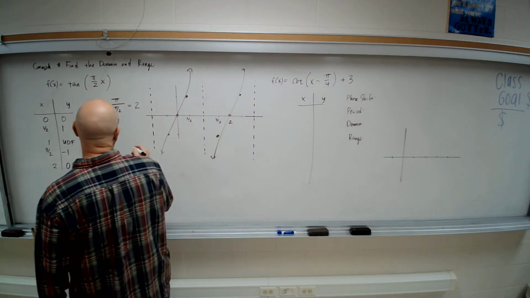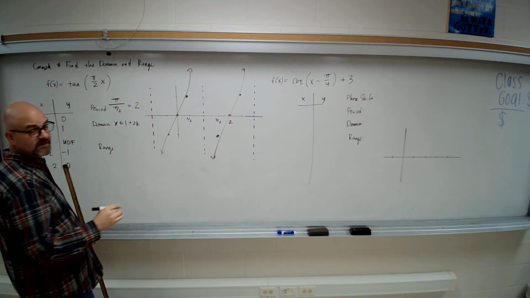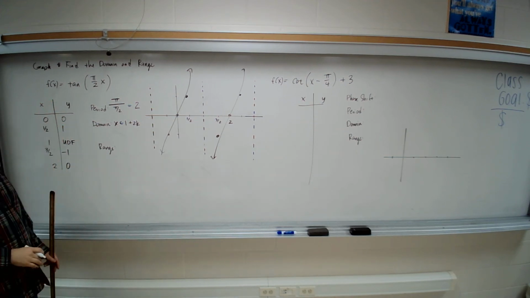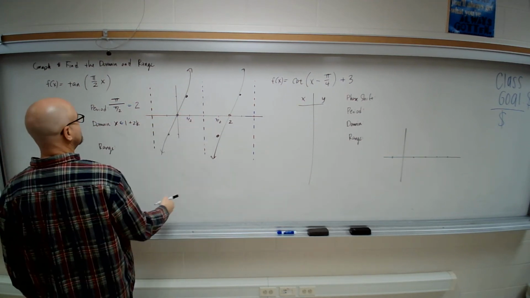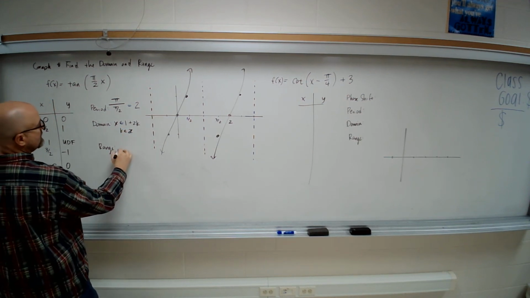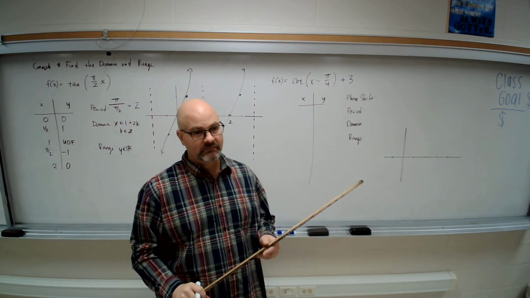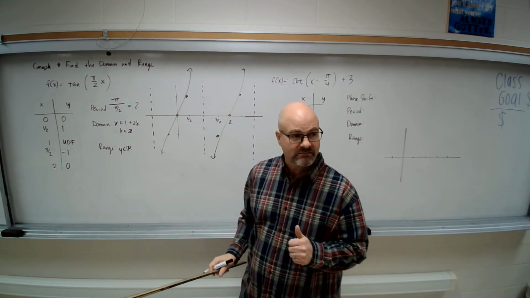So we could say the domain is x cannot equal 1 plus 2k would be fine, because we saw we had a vertical asymptote at 1. K is contained in the set of integers. The range is that y is contained in the set of real values. Okay. That working for us?